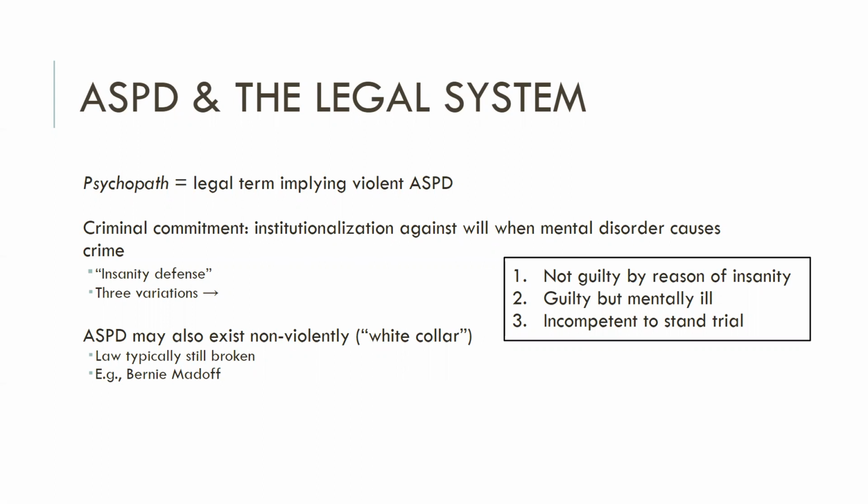Again, I also just want to point out that ASPD may also exist non-violently. I like to refer to this as the white collar type, typically because the crimes these folks commit are frequently referred to as white collar crimes. So the law is still typically broken, but there is no violence. No one is physically harmed. An example of this might be Bernie Madoff or someone who is behind a Ponzi scheme. So again, it's important to encompass those folks in your mental schema of ASPD, and then reserve the term psychopathy for those who are violent offenders.